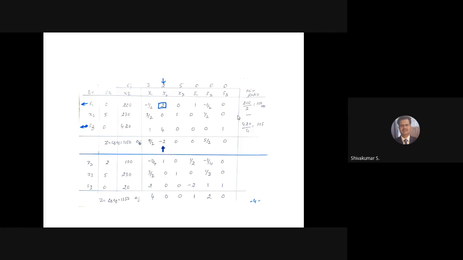Got the values now? Second row values. You are dividing the entire row by 2 in order to make the pivot point as 1. Okay? You got only the second row, don't do anything else. You write only the second row values, that is 230, 3 by 2, 0, 1, 0, half, 0. That's it. You don't do anything for the remaining rows. Don't touch the first row and third row.